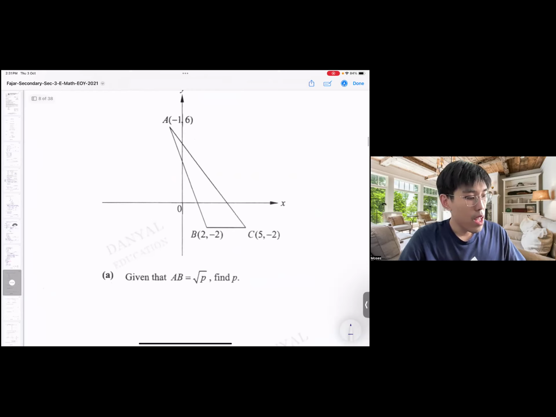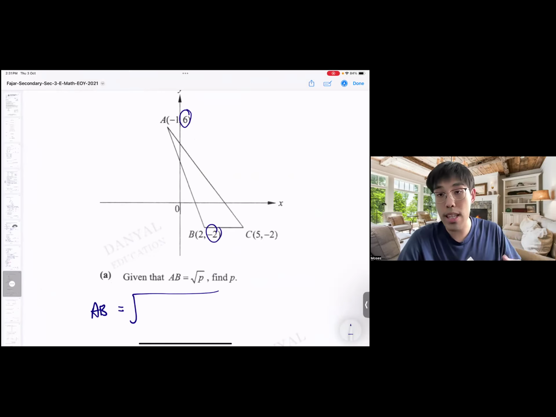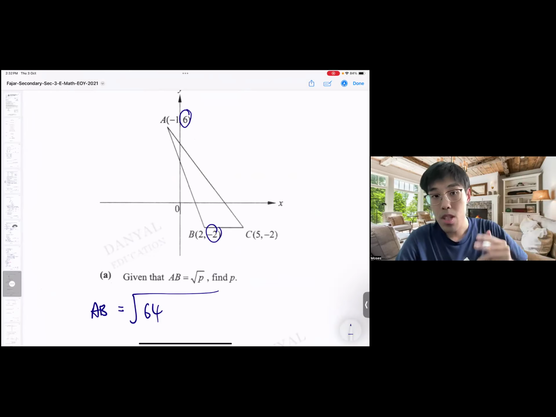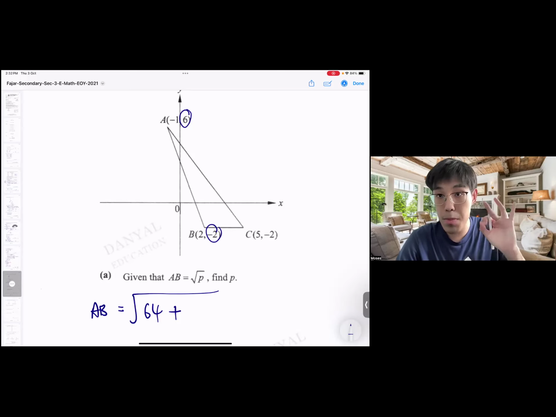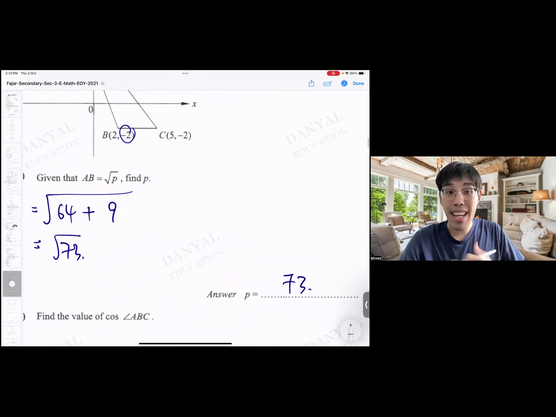AB is quite easy because it's the distance formula. So just apply the distance formula. AB equals, we look at 6 and -2. The straightforward way is to find the distance between 6 and -2, which is 8. 8 squared is 64. At this point of time, like I mentioned earlier, make sure you memorize the squares and cubes. It's very important and very useful here. Plus, the distance between -1 and 2 is 3 spaces apart, so it's 9. So it's square root 73. Straightforward, 73.